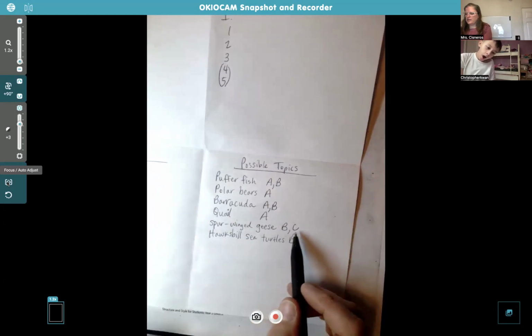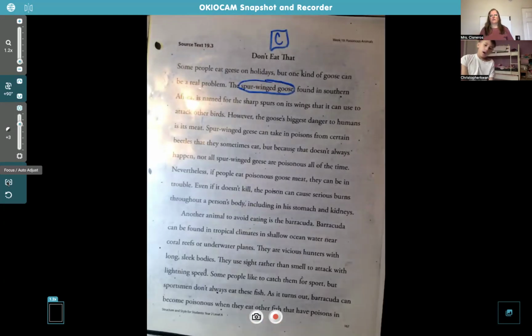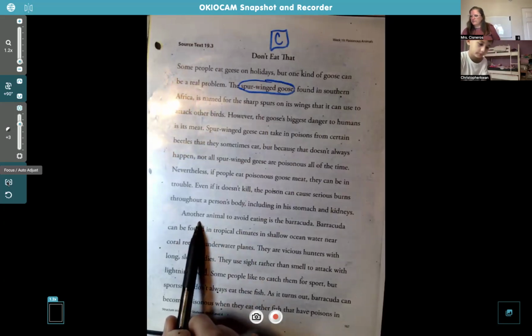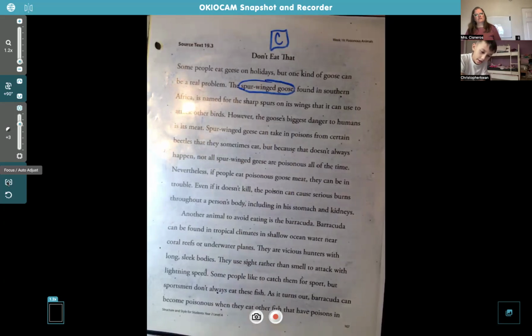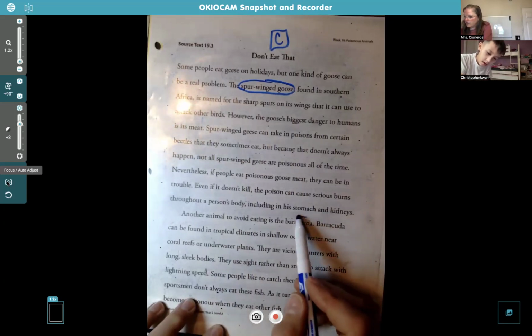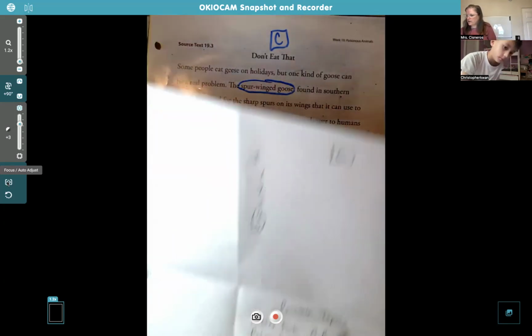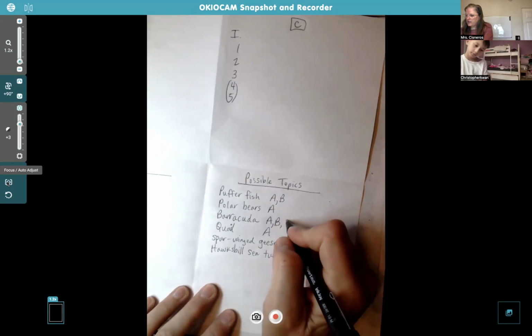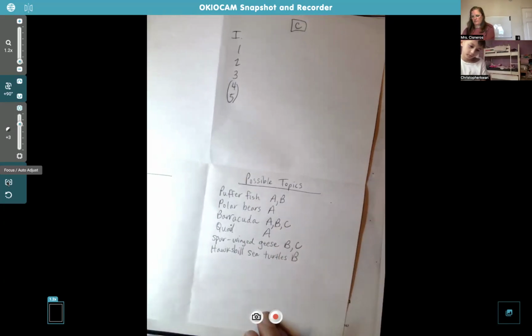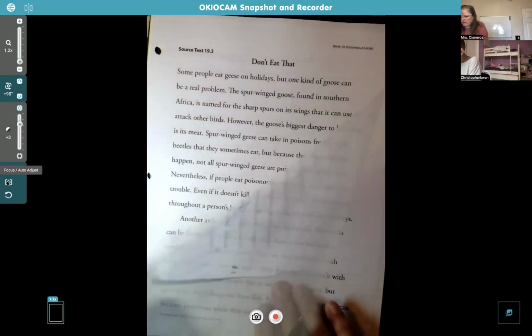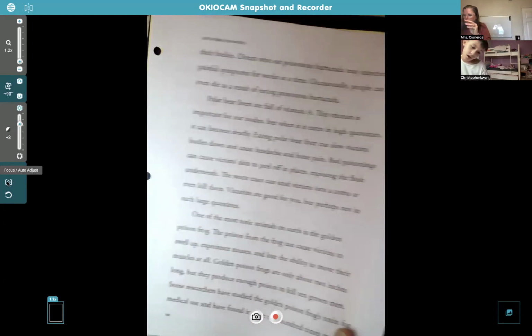So spur-winged geese. You know that geese is plural for goose, right? Okay. So how about this one? Go ahead and read this one. Another animal to avoid eating is the barracuda. Barracuda, circle that. Barracuda right here. Put a C next to that one. Okay. Turn it over.